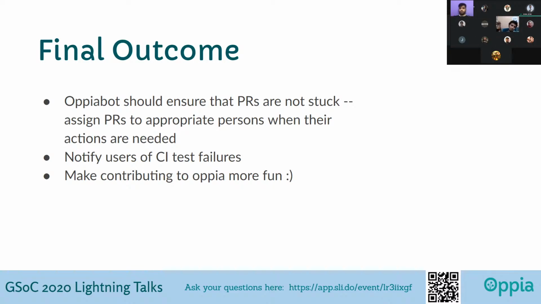So at the end of my project, Oppiabot would try as much as it can to make sure that PRs don't get stuck. It would make sure that users get notified of CI test failures in time, and in general, try to make contributing to Oppia more fun. Thank you very much. That's my work.